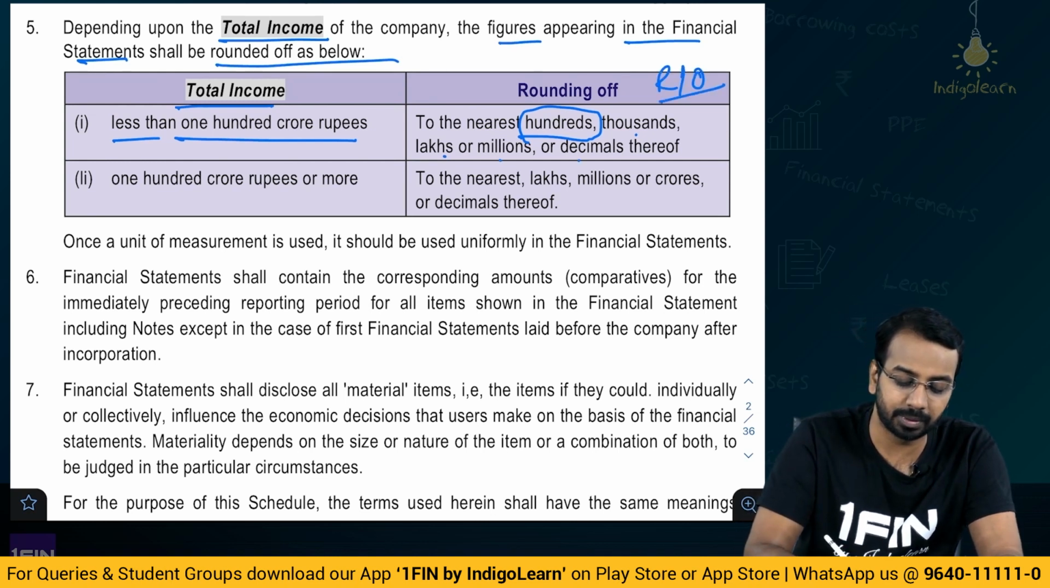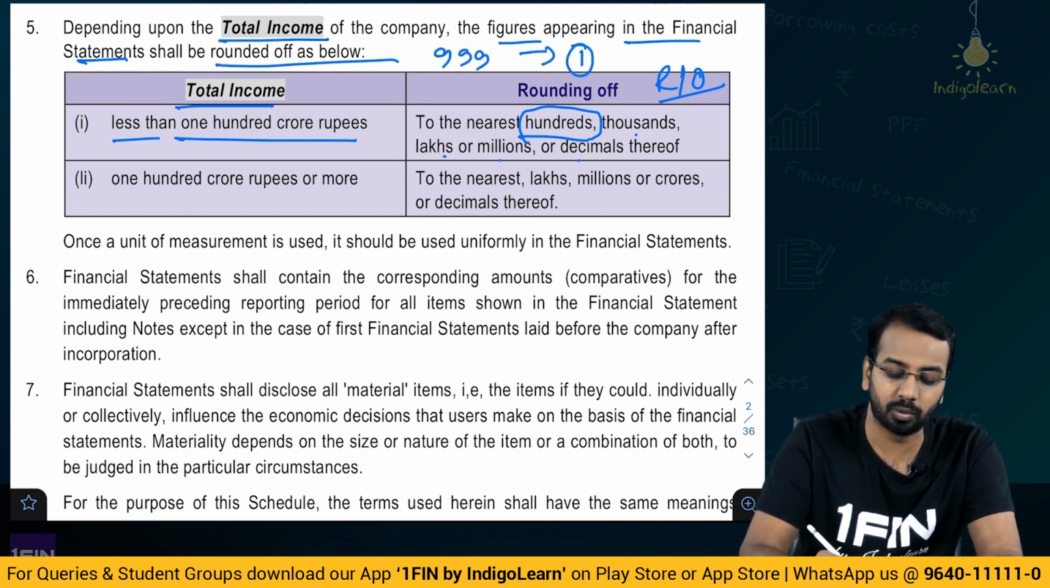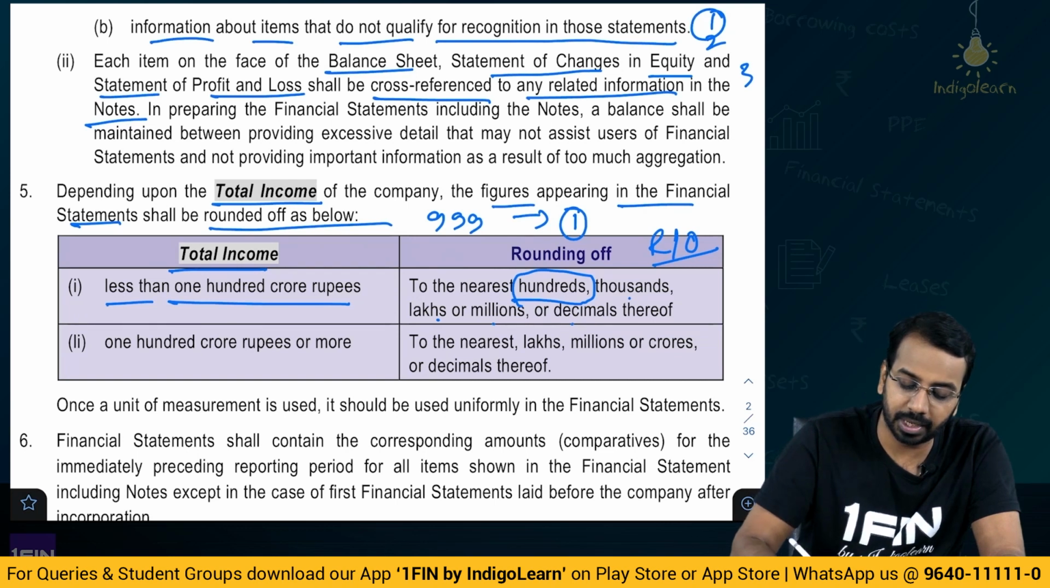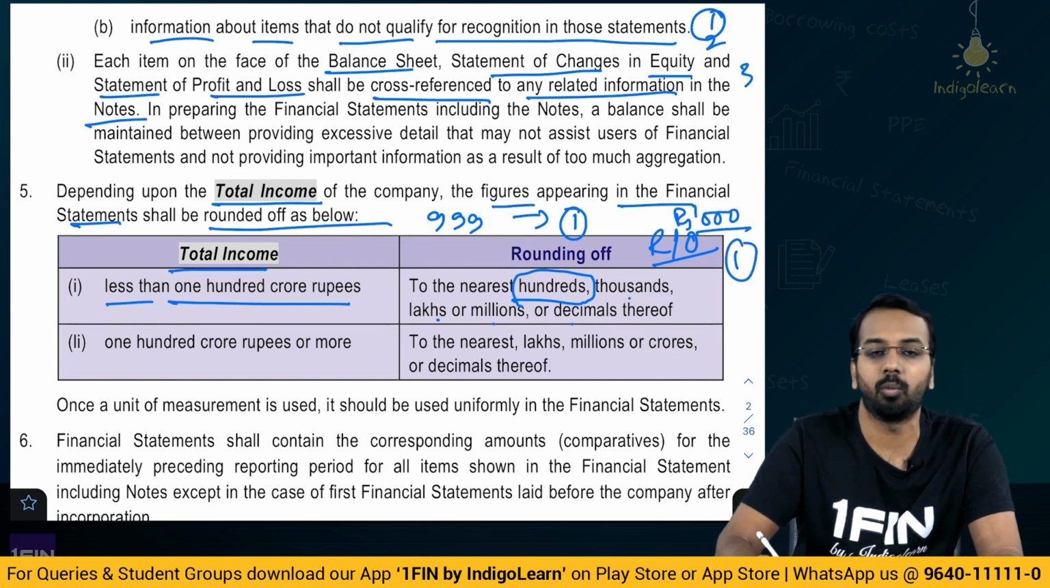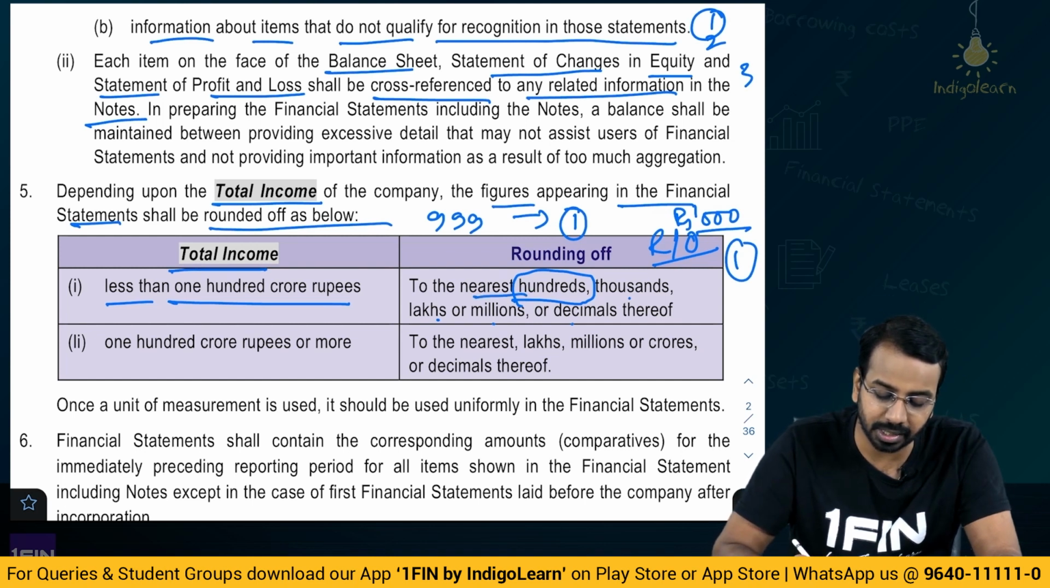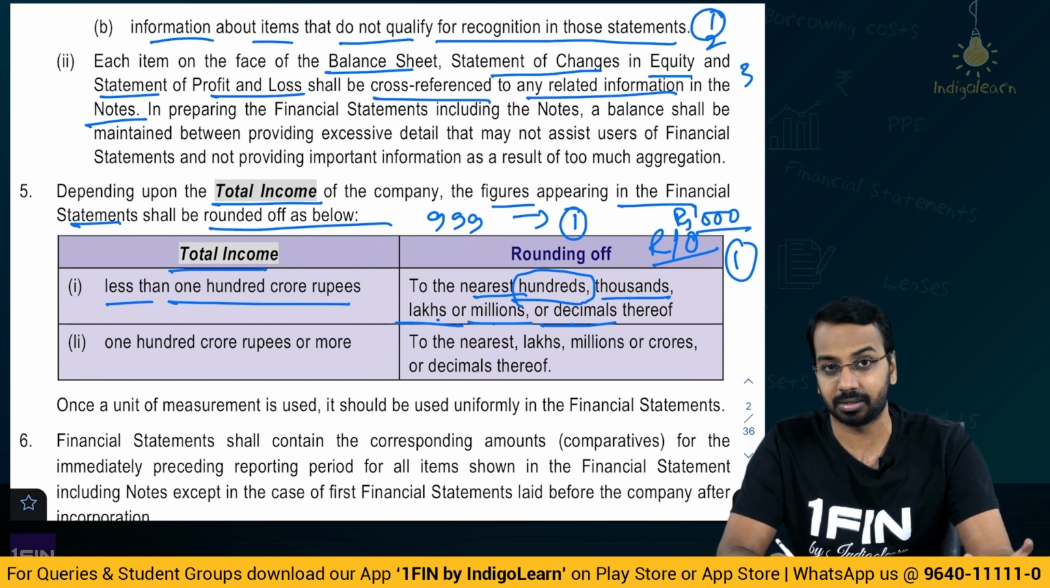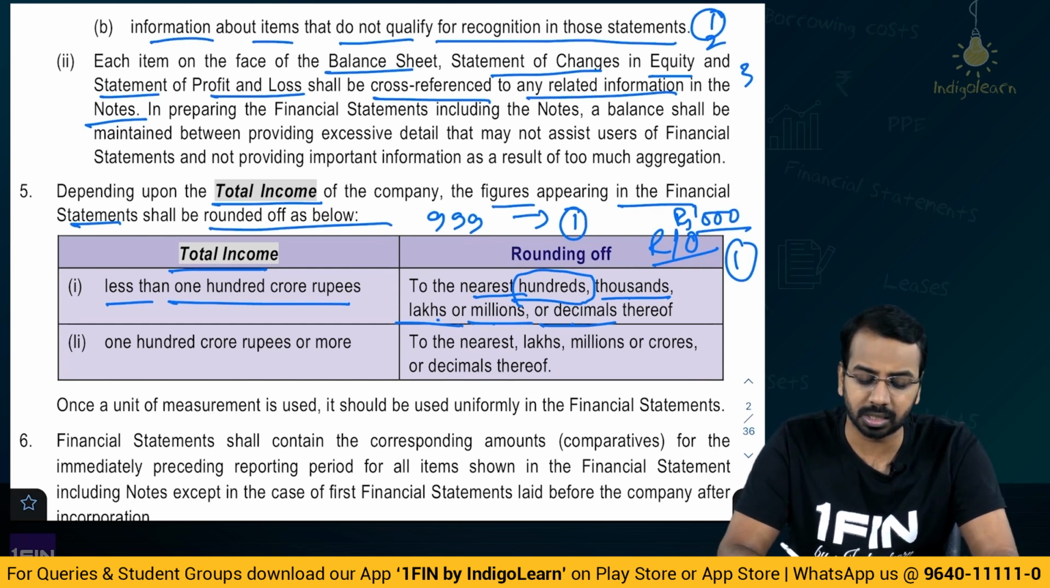Round off meaning what? For example, it is 999. You will present it as 1000. So while preparing financial statement, on the top you would write rupees in 1000, and below that you will write 1. So it has to be in the nearest hundreds, thousands, lakhs, millions or decimals thereof. So nearest hundreds, rounded off to either 100 or thousands. Thousands and lakhs and millions are generally followed, or decimals thereof.